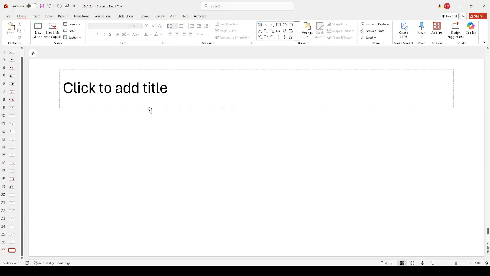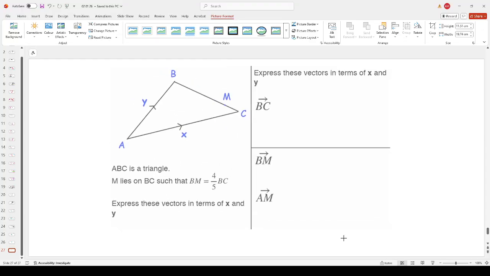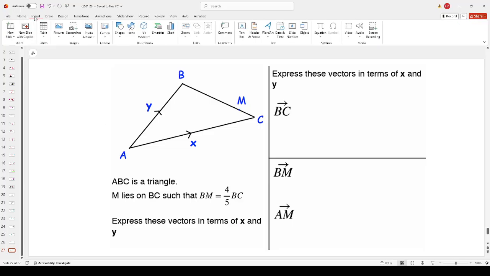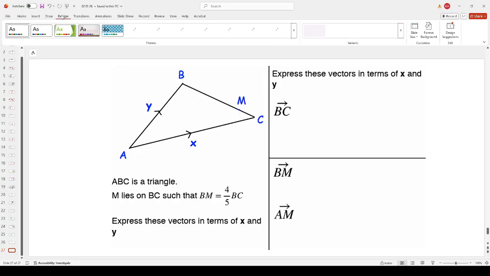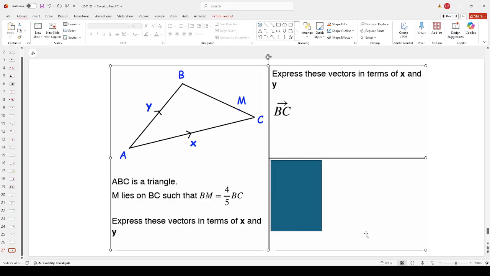Alright, this is something we haven't done in a while. So it says ABC is a triangle. M lies on BC such that BM is 4/5 of BC. Express these vectors in terms of x. So let's go with the first one. Can everyone tell me BC, please? If you don't know it, don't worry. I'll show you how. Anne, let me know if you're still watching. So BC. Thank you, Annie. So BC, guys.